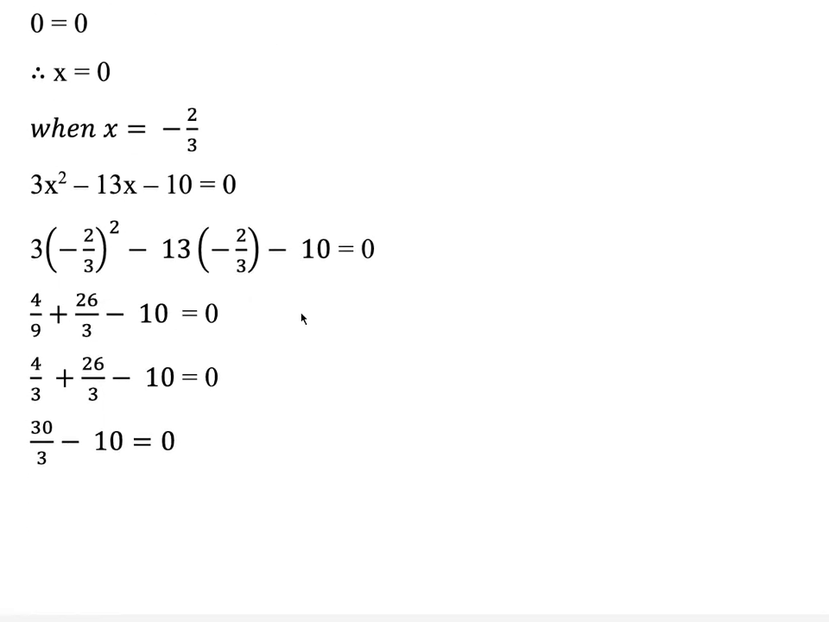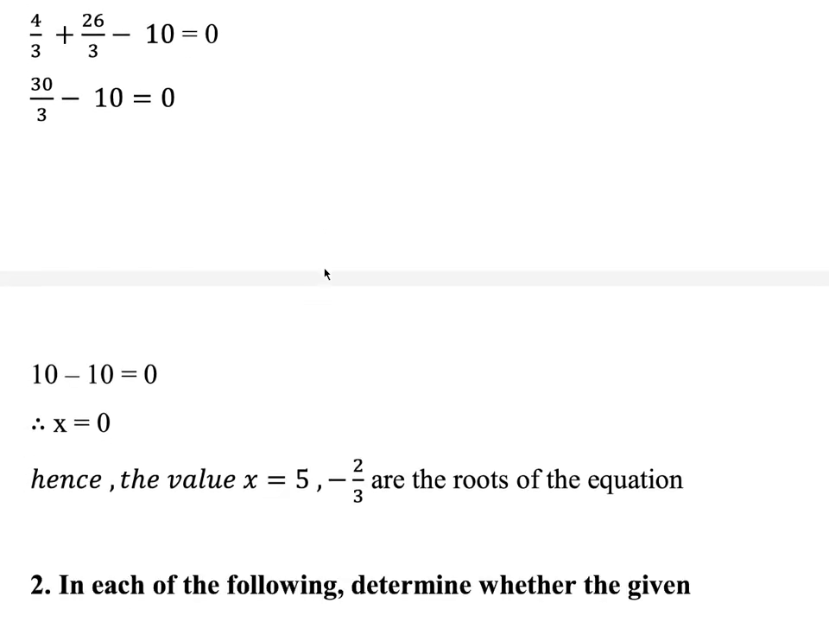Now put x is equal to minus 2 by 3. So we have to put minus 2 by 3 in place of the x. So 3 into minus 2 by 3 square minus 13 into minus 2 by 3 minus 10. So on a little bit of simplification on the left hand side, also the 10 minus 10 is equal to 0. So we can say that 5 and minus 2 by 3 are the roots of the equation.